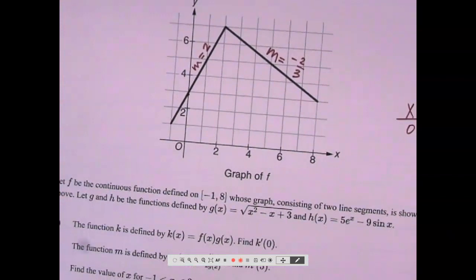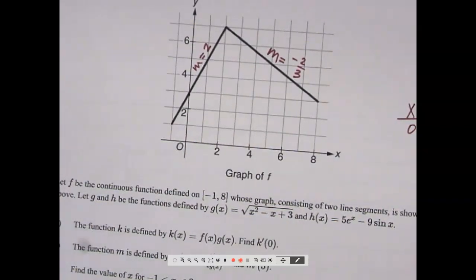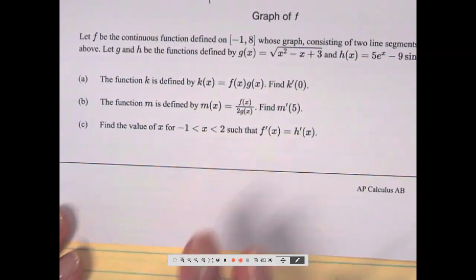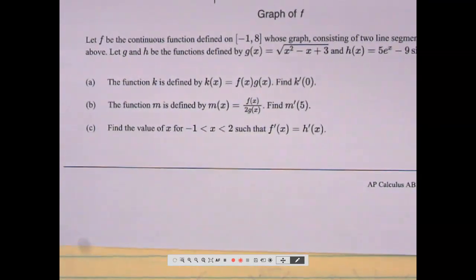All right, so let's tackle part B. A new function. The function m is defined by f over 2g. We want to find m prime of 5. Quotient rule. Oh, let me point out this. Does part B have anything to do with A?